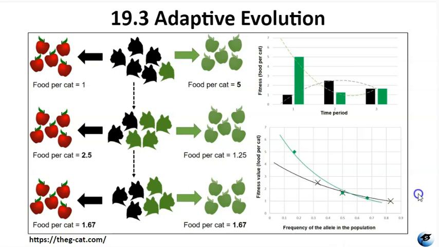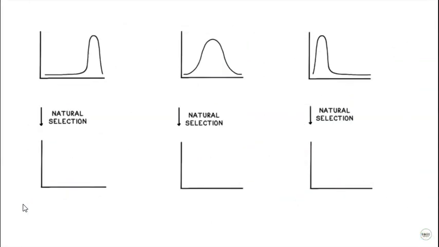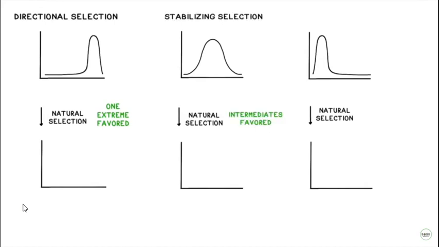Here is a clip that helps to better illustrate these different types of selection. Now, onto the types of natural selection. There are three categories of natural selection: directional selection, where one extreme is favored; stabilizing selection, where an intermediate is favored; and diversifying selection, where both extremes are favored simultaneously.